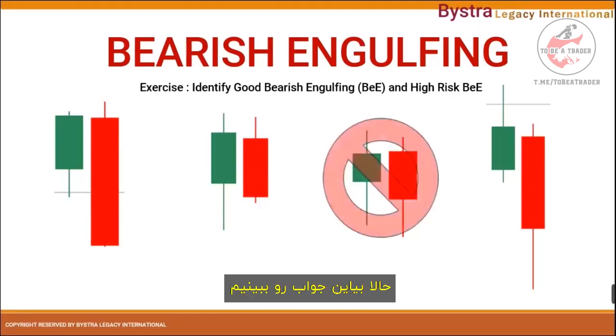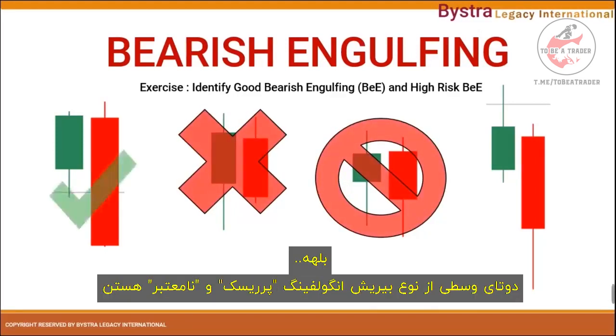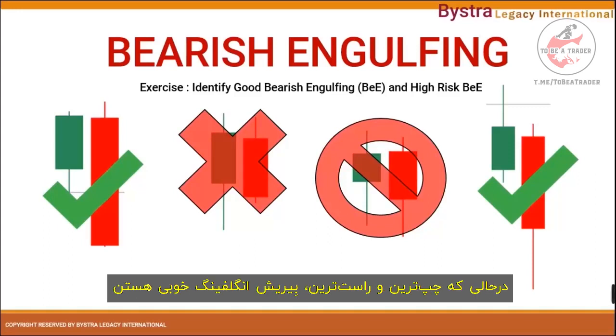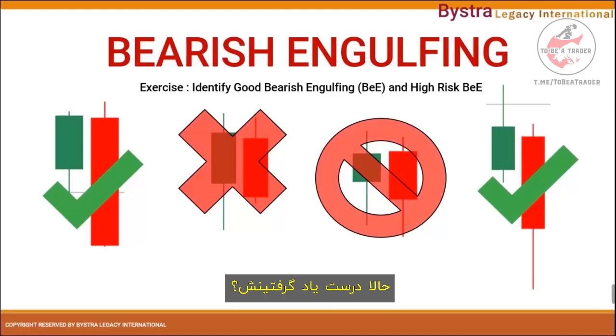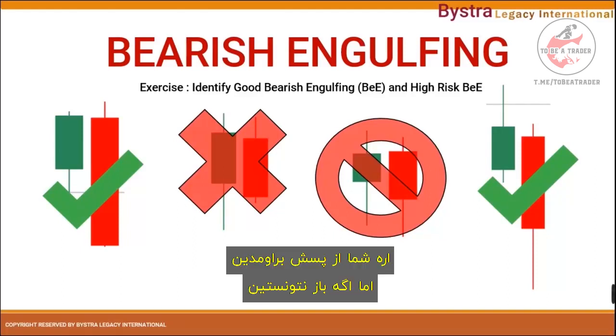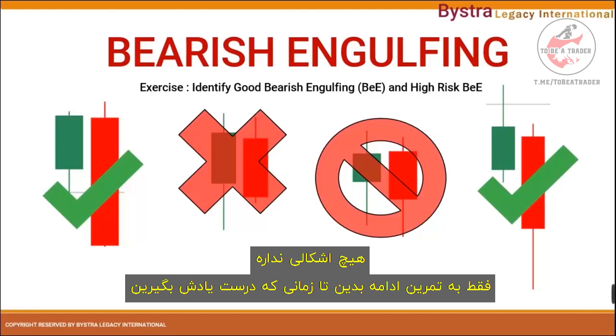Let's look at the answer now. Yes, the two in the center are the high risk and the no-no bearish engulfing, whereas the most left and the most right are the good bearish engulfing. Did you get it right this time? If you do, congratulations to you. Yes, you made it. But if you don't again, it's okay. Just keep on practicing until we get it right.